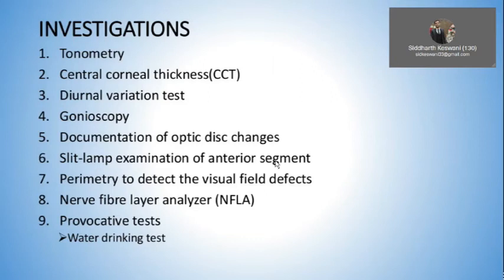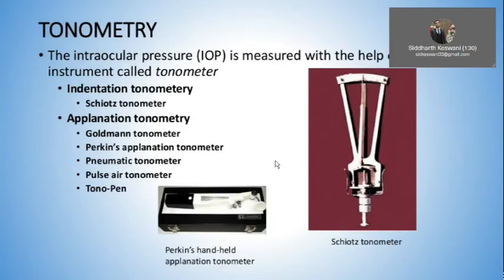As I have told you, intraocular pressure is usually measured with the help of a tonometer. Here you can see pictures of Schiotz's tonometer, right? And then we have the Perkins handheld applanation tonometer. Then we have indentation tonometry, which is Schiotz's. Then we have applanation tonometry, in which we have the Goldmann, the Perkins, the pneumatic, the pulsair, and then the Tono-Pen, right?